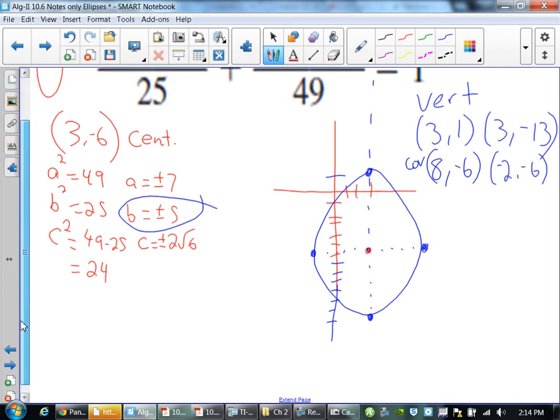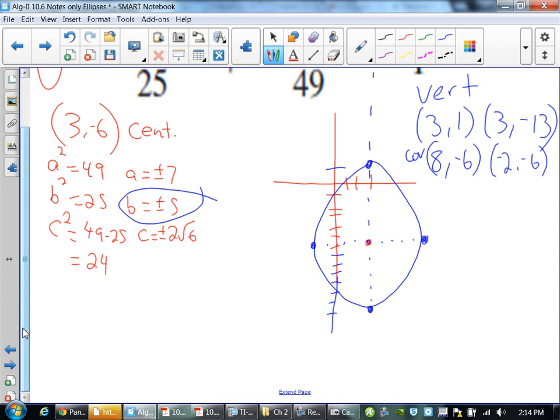Now, when I do the focus stuff, the focus is still going to be the value of c, which is the distance from the center to the focus. We know it's going to go vertically. It has to go up and down 2 root 6. Well, 2 root 6 is the square root of 24. The square root of 24 is just a smidge left of the square root of 25, isn't it? So I basically walk up almost 5. So from negative 6 up almost 5 would be almost negative 1, and almost down here. But what do I do about labeling those as far as what the exact values are?